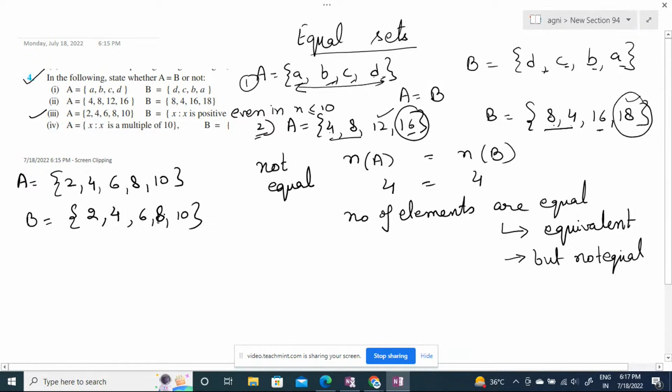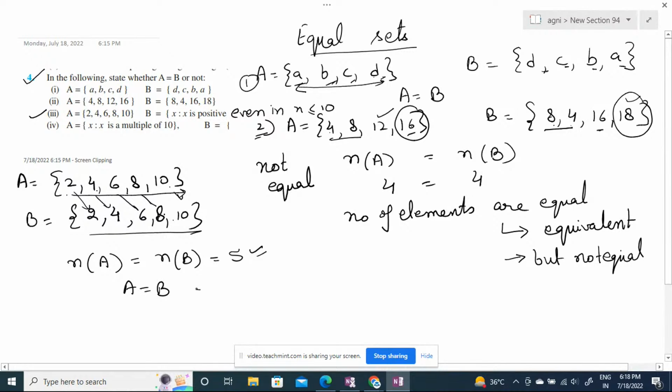Now here you can count them, they are equal. Number of them are equal. 1, 2, 3, 4 and 5. So the number of elements of A and the number of elements of B, both are 5, they are equal. And all the elements are also equal to each other. So A and B are equal to each other.